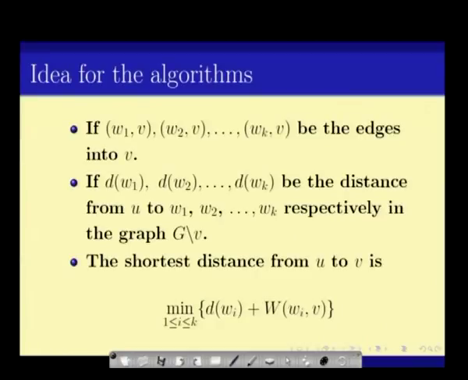Let us see the first algorithm that we can think of. I want to find the distance between my home and the museum. Now, what do I do? I am a lazy person. So, I ask my neighbor, what is the distance from your home to the museum? He says something. I ask my next neighbor, what is the distance from your home to the museum? He says something.